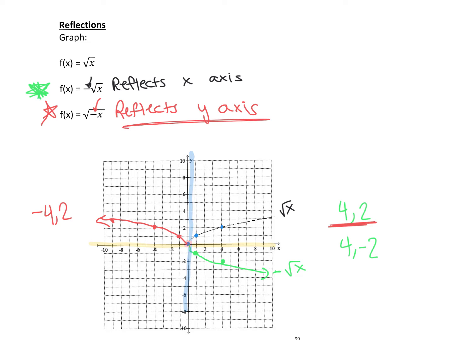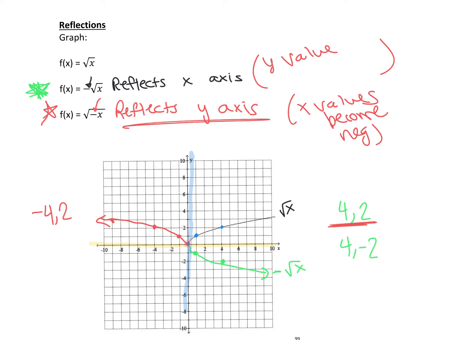So when this happens, the x values become negative compared to our parent function, while up here, the y values become negative. But like I said, I would say your main objective is being able to describe the transformations.